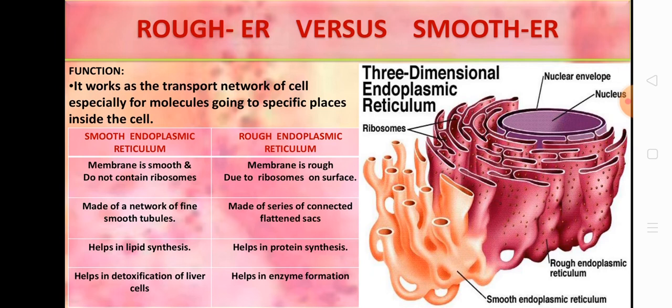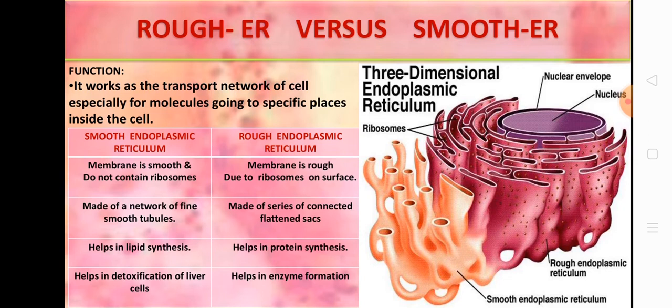While in the case of rough endoplasmic reticulum or RER, the membrane can be seen rough and the ribosomes are present on the surface. That is why it is rough. Also, you can see that SER is made up of a network of fine, smooth tubules. There are no dots over these, no roughness, because no ribosomes are present. While RER is made up of little flattened sacs and they have ribosomes sticking on the surface. SER helps in fat or lipid synthesis, while rough endoplasmic reticulum, because of the presence of ribosomes over it, helps in protein synthesis.